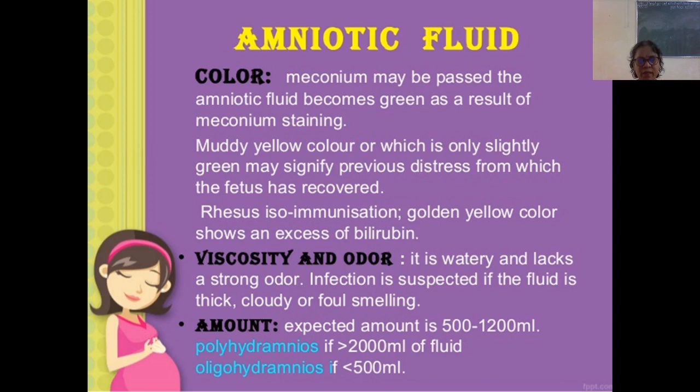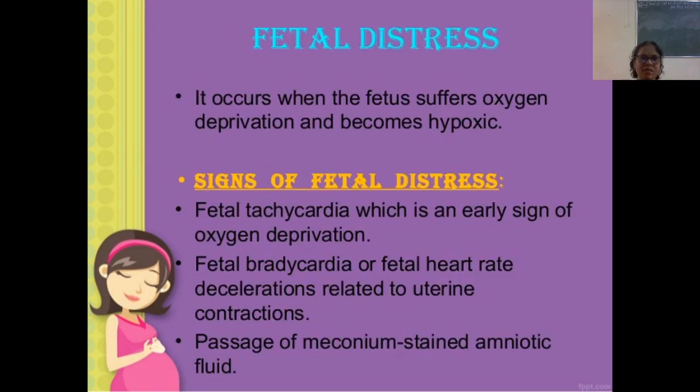Then amount, the expected amount will be 500 to 1200 ml. And polyhydramnios, when the amniotic fluid is greater than 2000 ml, and oligohydramnios if the amniotic fluid is less than 500 ml. Then fetal distress.